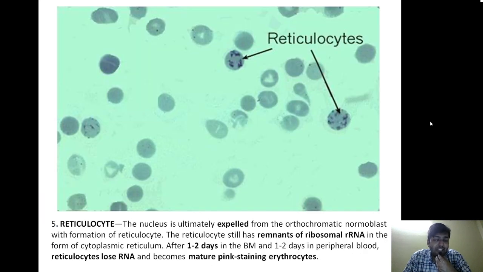Now the next stage, wherein the nucleus has completely gone out, that is the reticulocyte stage. The nucleus is ultimately expelled from the orthochromatic normoblast with the formation of reticulocyte. Now the reticulocyte, how to differentiate from the RBCs? Reticulocytes have remnants of ribosomal RNA in the form of cytoplasmic reticulum that you can observe. And after 1 to 2 days in the bone marrow and 1 to 2 days in the peripheral blood, the reticulocytes lose this RNA and become mature pink staining erythrocytes.